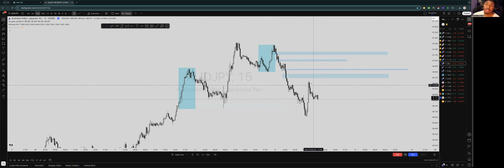So if price comes into this area of interest with these 15-minute imbalances, you're going to want to see a 15-minute market structure shift. We've already seen a 15-minute market structure shift to turn from bearish to bullish. You can see that price came from here, dropped down, here, dropped down, here, dropped down, and then this is the market structure shift. So now we're waiting for price to do another market structure shift.